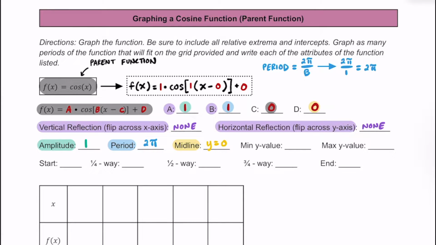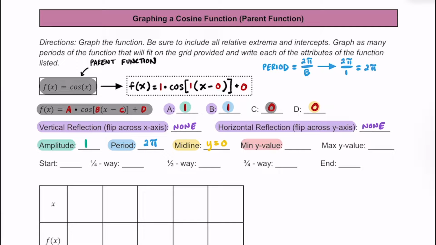Now the value of c, which is 0 here, would tell us if we are going to be translating our function left or right at all, but we're not going to in this case because c is equal to 0 and we don't have to worry about that. If c was some other number, that would affect our starting and ending point, but again, we're not going to have to worry about that in this particular problem.